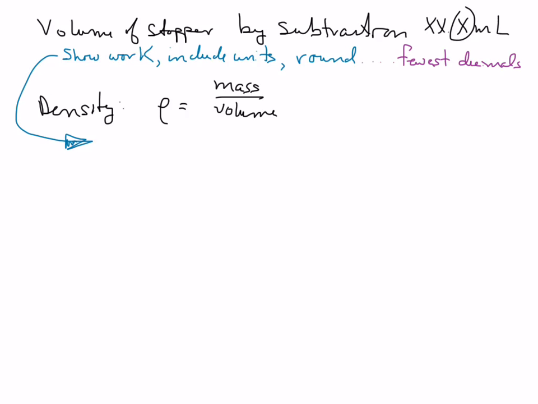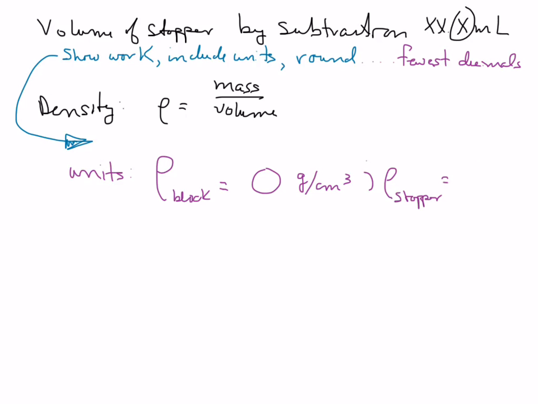Remember, density is basically how fluffy or how compact matter is. Density is a division problem. It's mass divided by volume. Remember, the symbol for density is not the capital D. It's actually the Greek letter rho. So we're going to do a division. Be sure you show your work there.